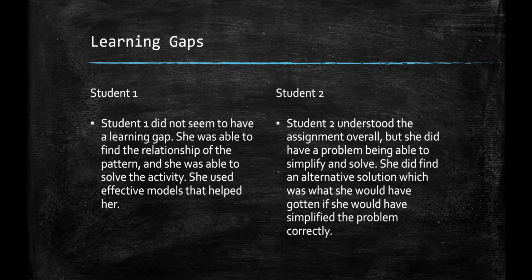So, learning gaps. For student 1, I did not seem to see any learning gap. She was able to find the relationship of the pattern, and she was able to solve the activity. She used effective models that helped her. Student 2 understood the assignment overall, but she did have a problem being able to simplify and solve. She did find an alternative solution, which was what she would have gotten if she would have simplified the problem correctly.